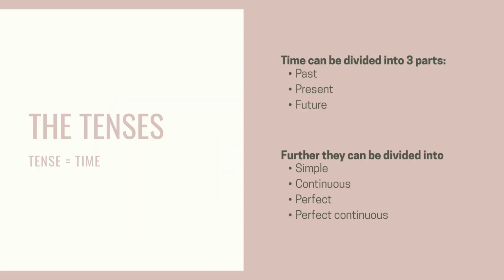Tense in very simple terms means time. Time, as you all know, can be divided into three parts: past, present, and future. But for the sake of English grammar, we further divide it into four parts: simple, continuous, perfect, and perfect continuous. And the combination of these two gets us 12 tenses. I'm going to talk to you about these 12 tenses one by one in the coming videos. But today, my focus is only on simple present tense.